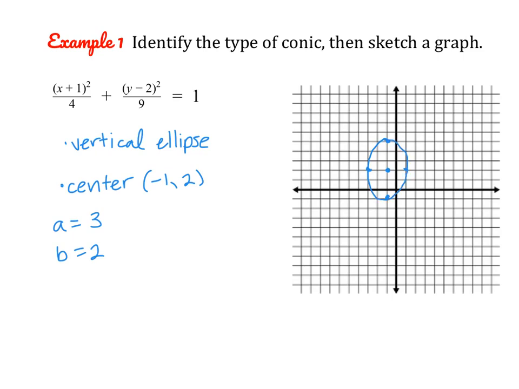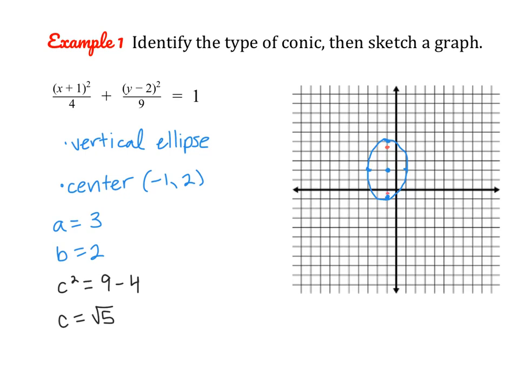And we are going to want to include our foci as well. So we're going to use our little formula, c squared equals a squared minus b squared. So in this case, c is the square root of 5. So we're going to start again. This always goes from the center. And it's going to be up and down because it's a vertical ellipse. Square root of 5 is just a little bit more than 2. So I go a little bit more than 2 up, so right here, and a little bit more than 2 down.